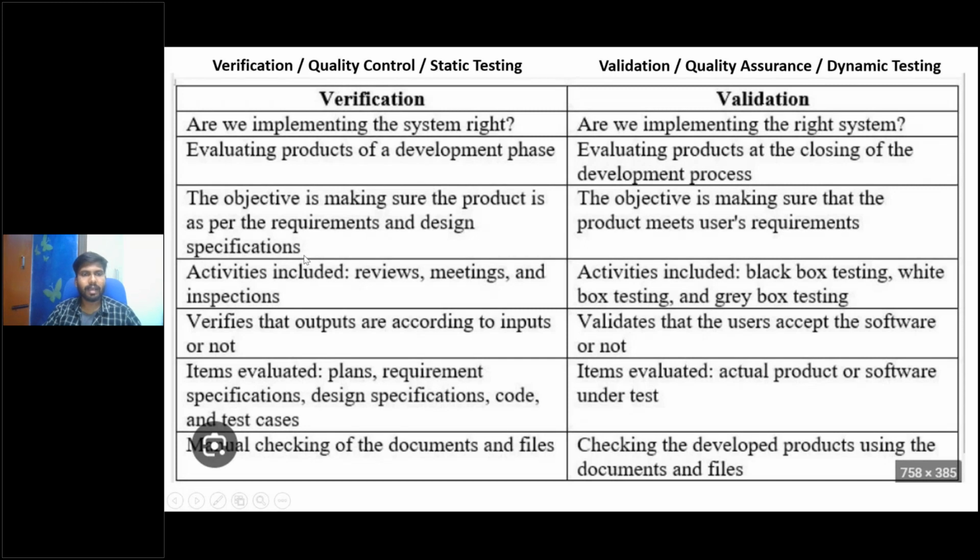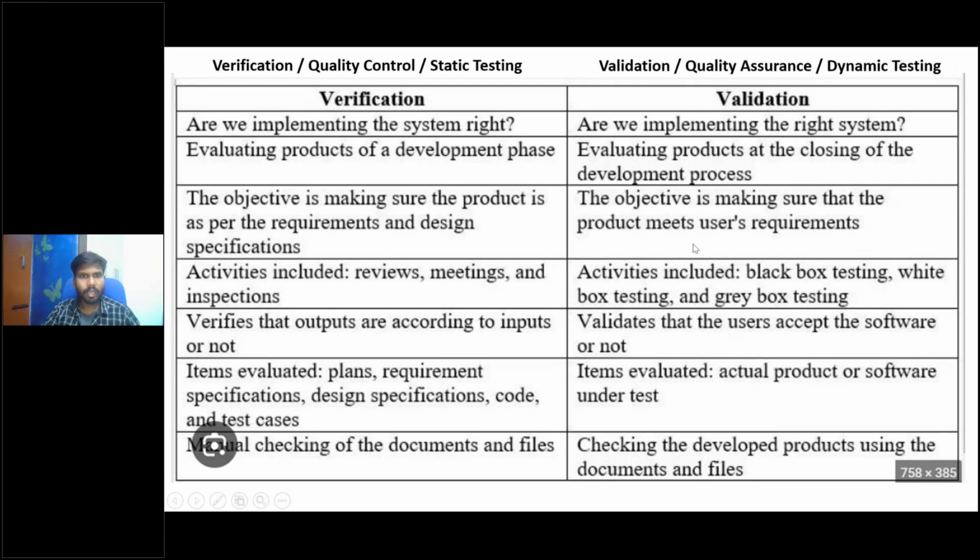The next objective is to make sure the product is as per the requirement and the design specs. We'll be checking whether the product is working as per the requirement, and the design spec is nothing but the design documents. Whereas in validation, apart from the requirement, we'll be ensuring whether it satisfies the user requirements, because our ultimate goal of testing is to deliver a good product to the customer. That is the final outcome of validation.